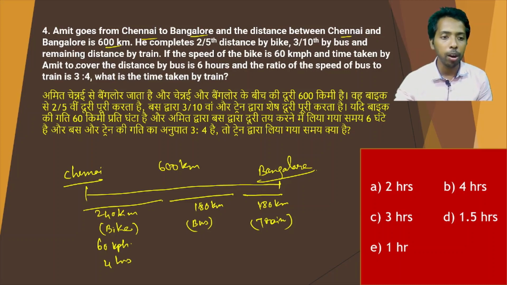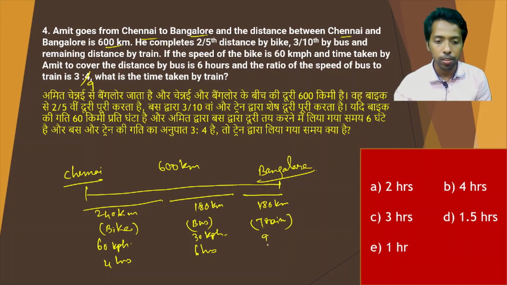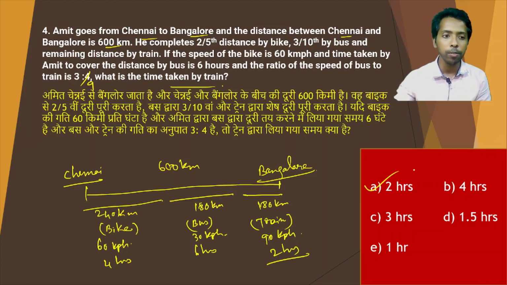Time taken by Amit to cover the distance by bus is 6 hours, okay. So this is 6 hours, that means 30 kilometers per hour, and the ratio of the speed of bus to train, this is 30, so this is just fix it, this is not 4, this is 9. Okay, this is ratio 3 to 9, so this is 30, so this is 90 kilometers per hour. So it will take 2 hours. What is the time taken by train? That is 2 hours. Easy one, right?